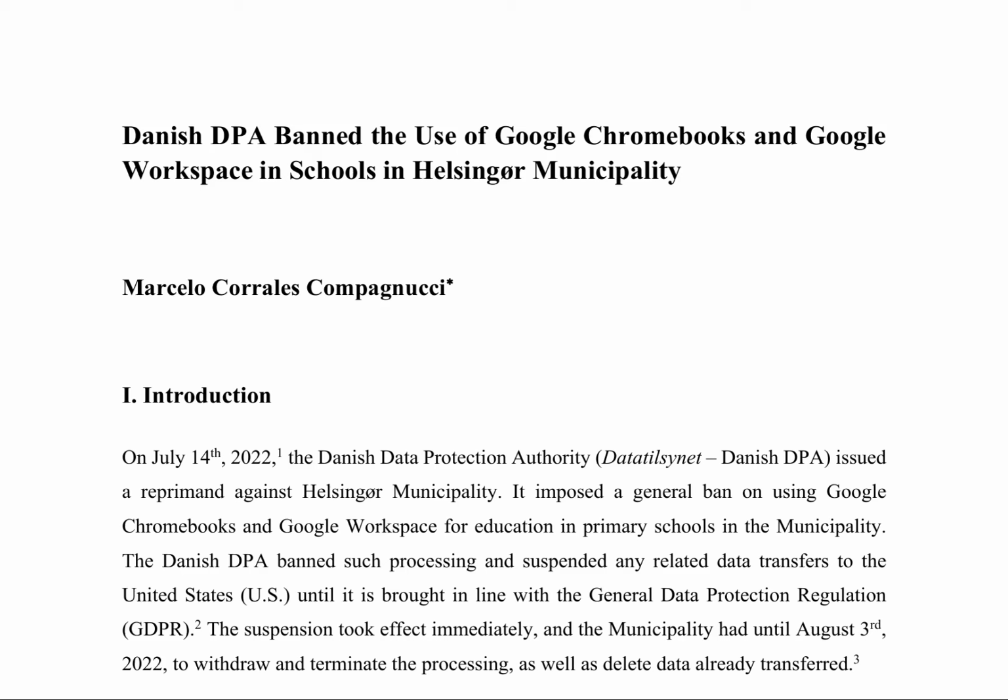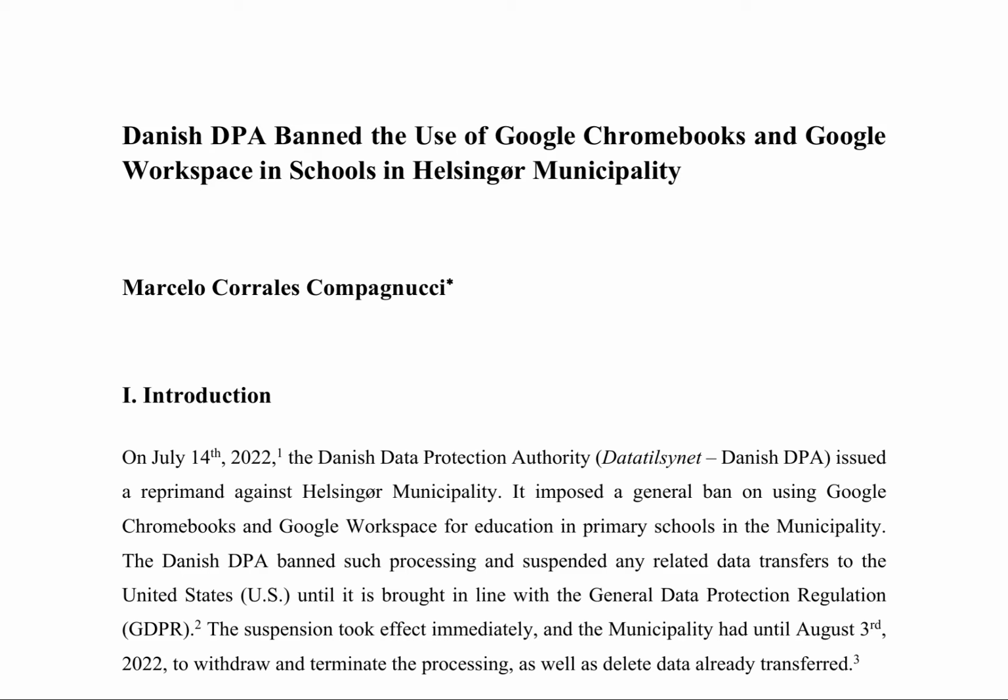The Danish DPA's decision was based on the GDPR's requirements for data protection impact assessments, which mandate that data controllers, such as the municipality, evaluate and mitigate the risks associated with data processing. In this case, the Danish DPA found that the municipality had not fulfilled this obligation, leading to a breach of Article 35 of the GDPR.